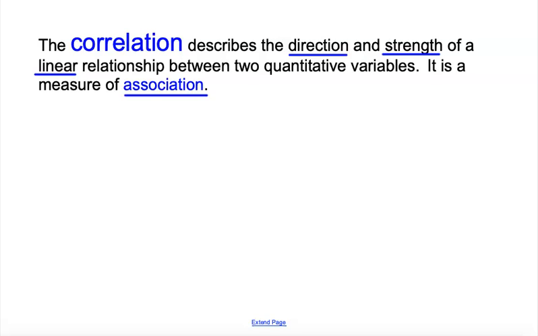So the correlation describes the direction, so is it going up or is it going down? And the strength, so how closely are the dots to each other? Of a linear, it's always linear, relationship between two quantitative variables. It's basically a measure of association. How strongly associated are these two pieces of information with each other?